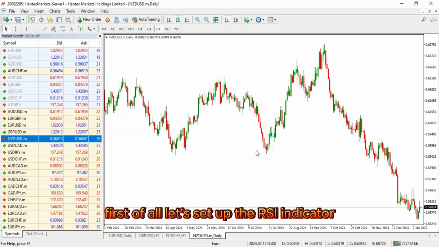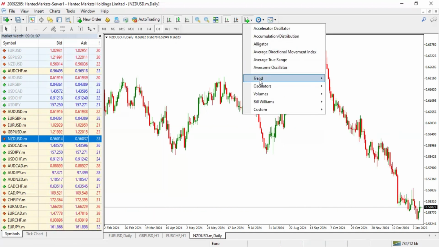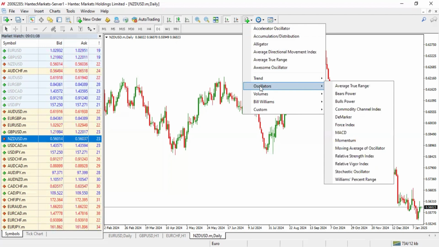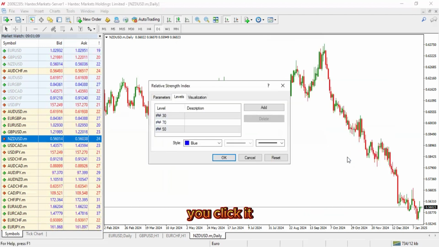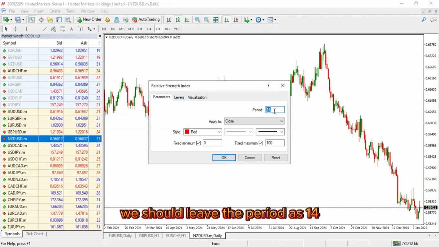First of all, let's set up the RSI indicator. You go to indicators, then you go to oscillators, because RSI is an oscillator. Here is Relative Strength Index, which is the RSI. You click it, it will take you to this page where we have parameters. We should leave the period as 14.